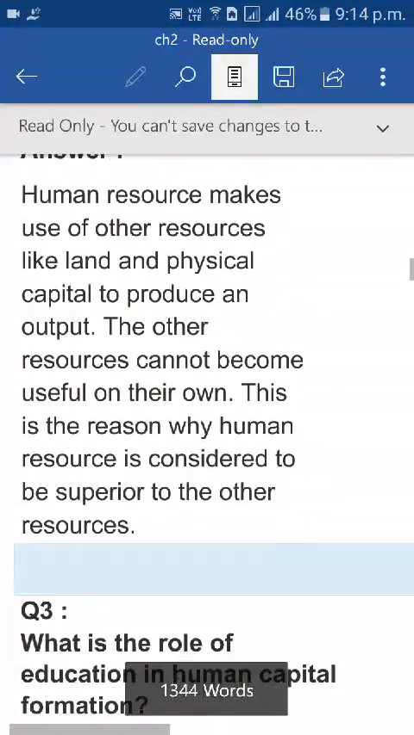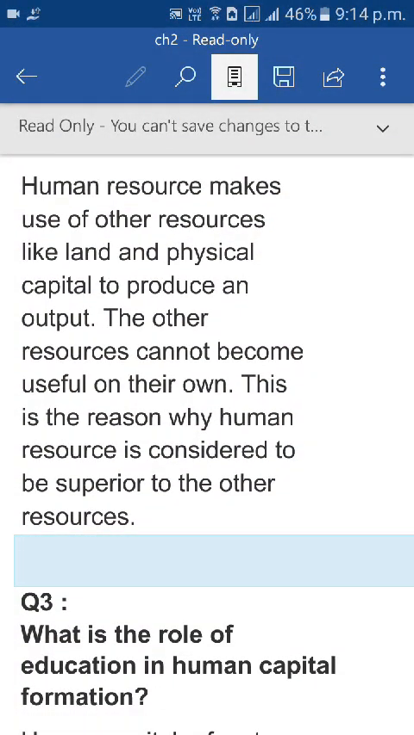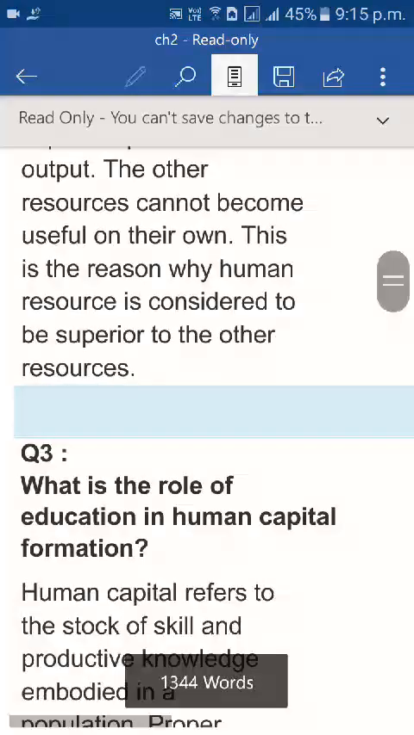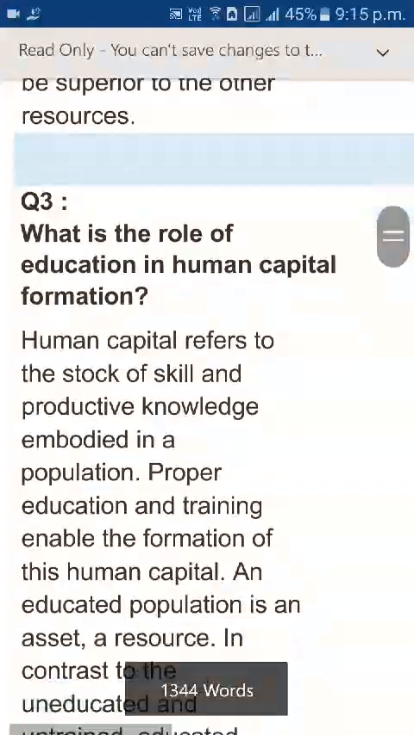For example, human beings will convert land or any other resource, just like I told you, metal and all, into other things. Metals by themselves don't have the property to convert themselves. So humans are skilled. Here humans are considered superior because humans only can convert things to another form, to a usable form. So the answer is correct.